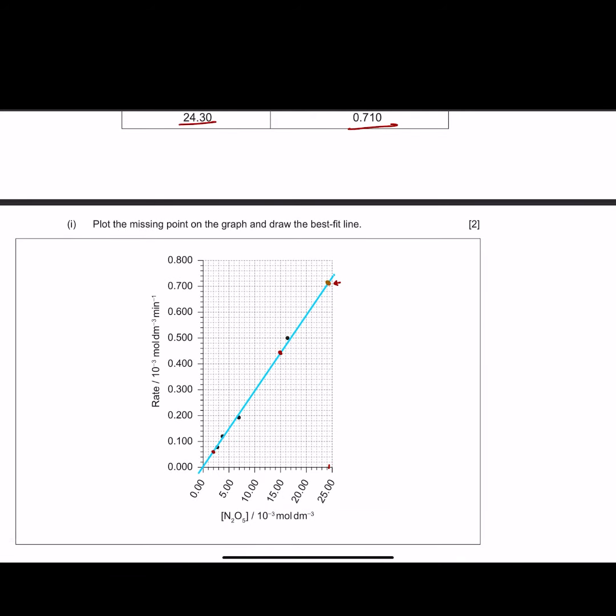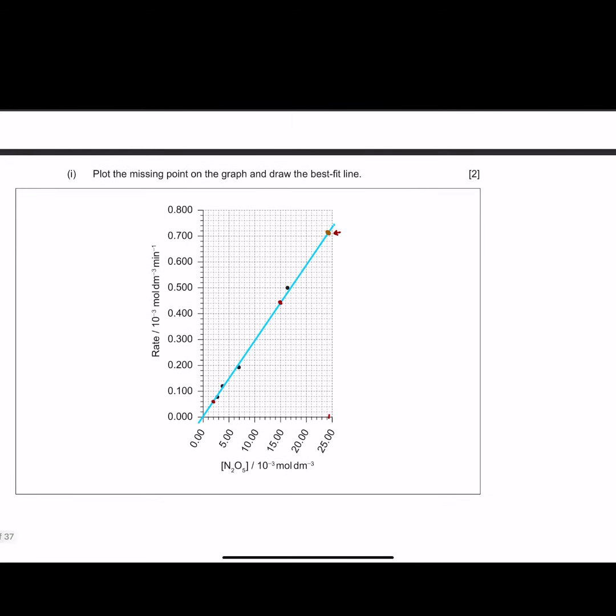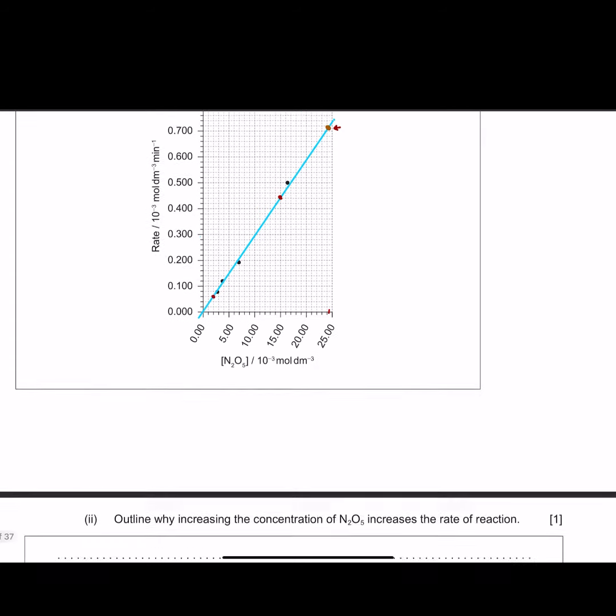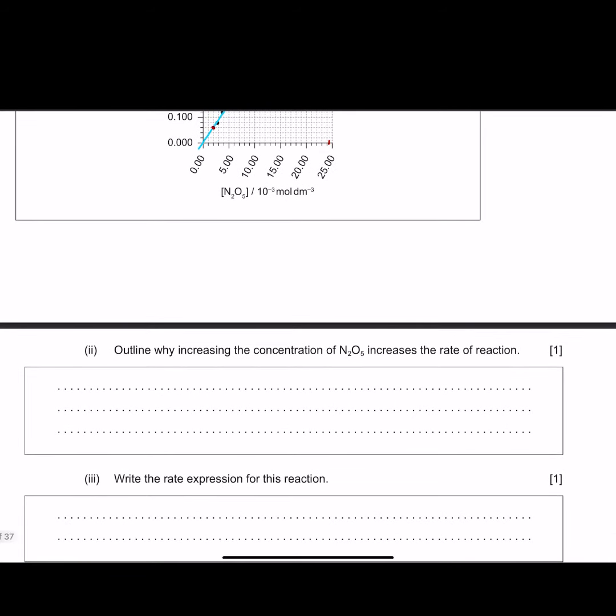You can draw it using a ruler. So yeah, in this case, I used some tools here, but whatever. If you just use a ruler, you will get somehow a line like this. Okay. Now you have to outline why increasing the concentration of N2O5 increases the rate of reaction.